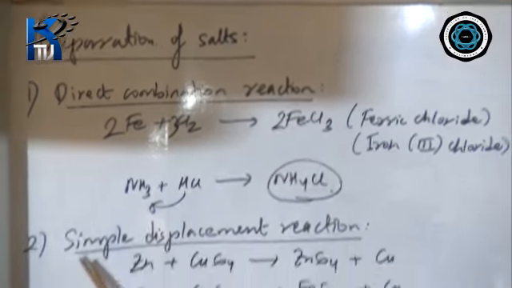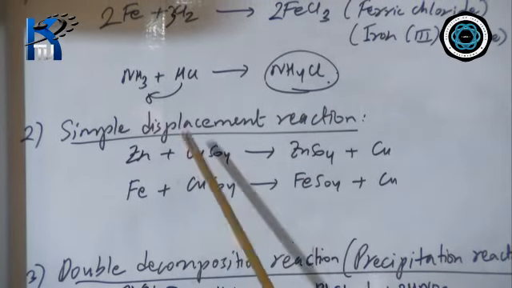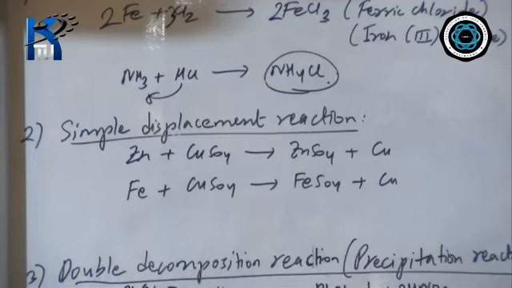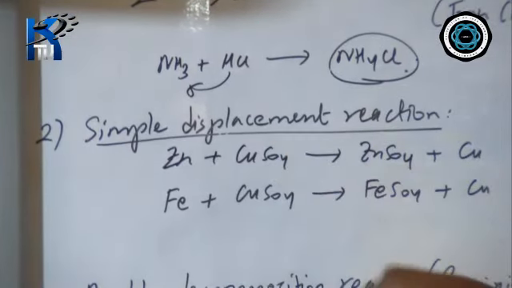Now we go to the next, that is number 2, by simple displacement reaction. Okay, you know that displacement reaction definition, you have learned in 7-8. These are those reactions in which the more reactive element will displace the less reactive element. And from where do you come to know who is more reactive? From the reactivity series.